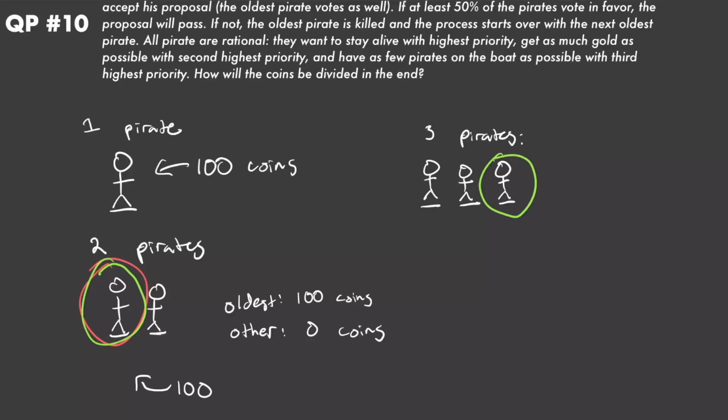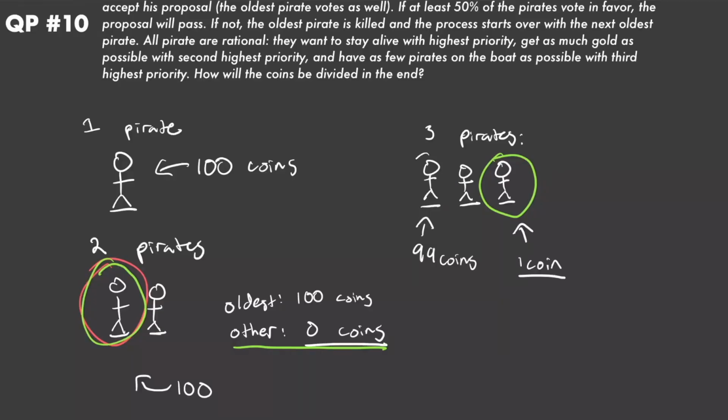But what about this guy, the youngest guy? Well, the youngest guy knows that if the oldest pirate is killed, then he's going to wind up as the younger guy in this situation when we had 2 pirates, and in that situation, he got 0 coins. So all the oldest pirate has to do is basically give himself 99 of the coins, right? And then he's just going to give 1 coin to the youngest pirate, right? Because the youngest pirate will now vote for him if he gets 1 coin, because in his eyes, 1 coin is going to be better than the 0 coins he's going to get if the oldest pirate dies.